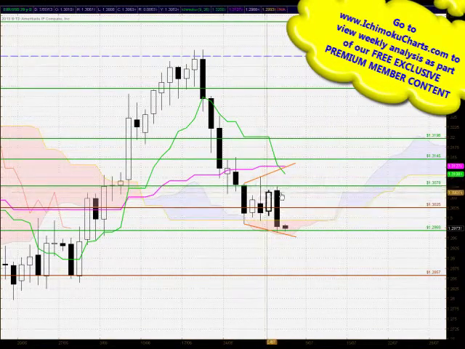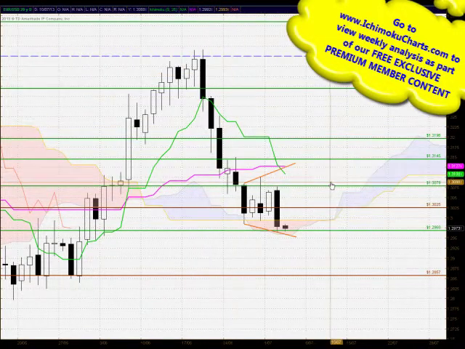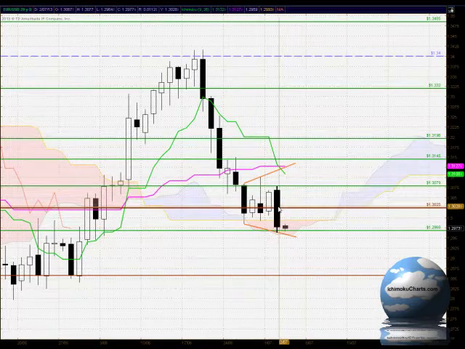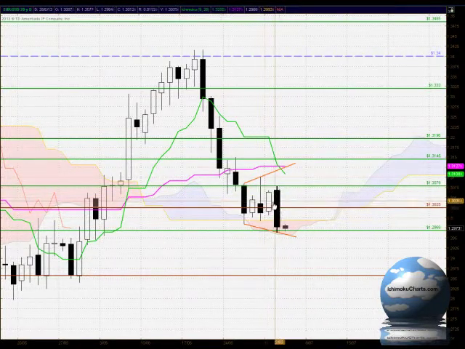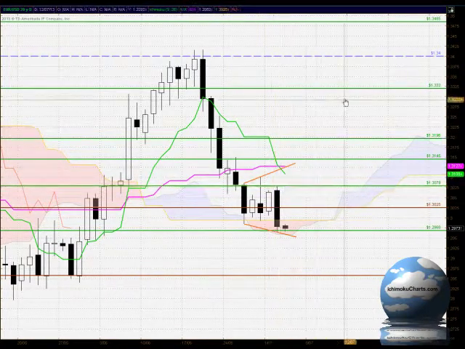But the essential thing here is that the market is basically congesting. There has been an end to this very efficient downtrend. And while the market is congesting here, it means that there is either accumulation taking place or distribution. So let's wait for a breakout in either direction.